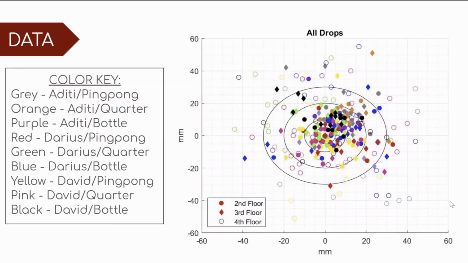So this is basically the graph that I was saying would be easier to visualize. Given that we had 3 participants, 3 different levels, and 3 different objects, we tried to make the color represent a specific object or a specific person. So for me personally, whenever I would drop the ping pong ball, they would mark it in red. Whenever I would drop the quarter, they marked it in green, and so on and so forth.